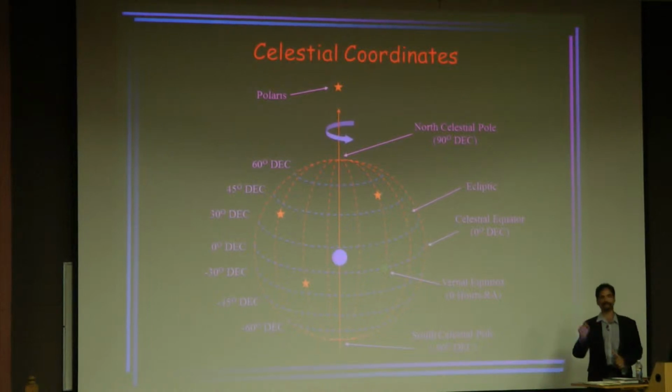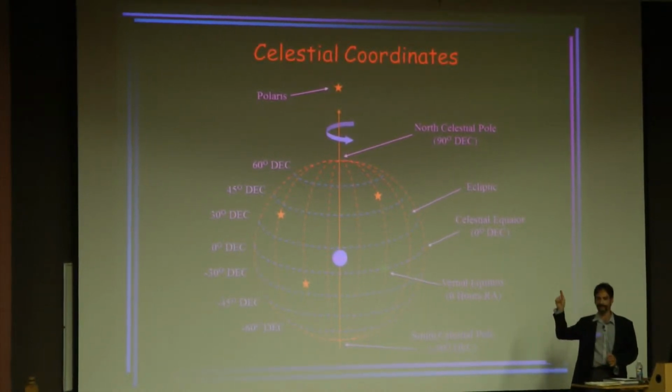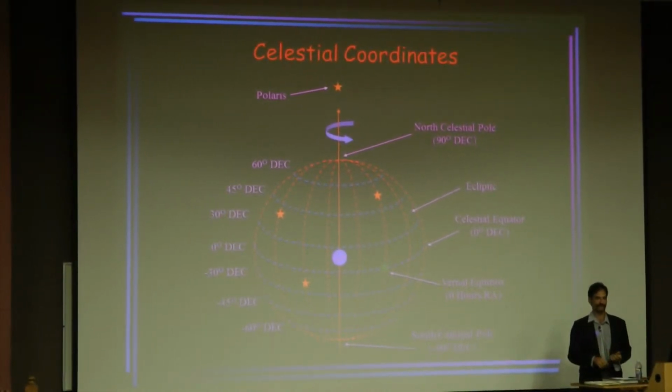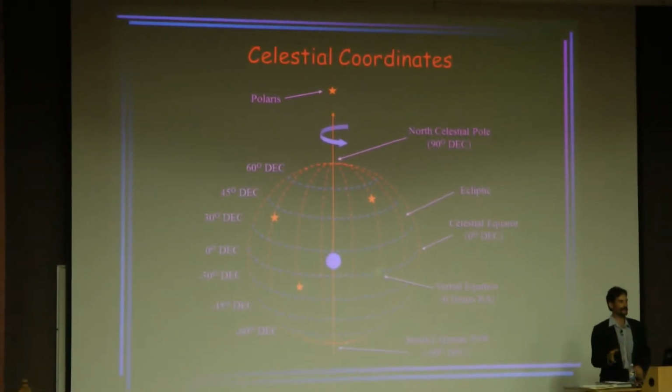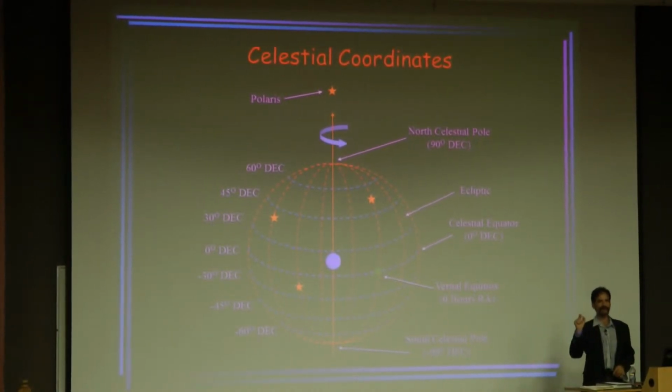The 0 right ascension point is defined as the point where the ecliptic crosses the celestial equator. And the sun is on that point at the vernal equinox. So in the spring, around March 21st, the sun is sitting right on that point where the right ascension is 0 and the declination is 0. That special point. And that's how we set up our coordinate system.